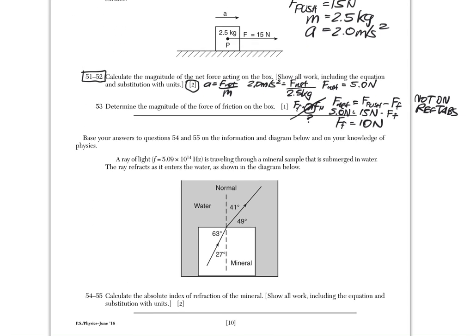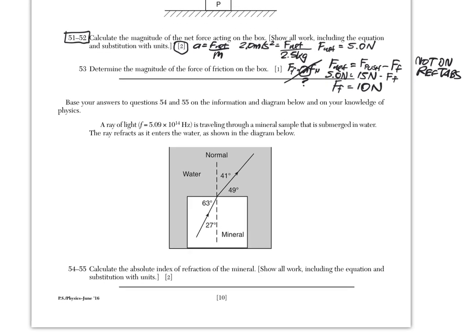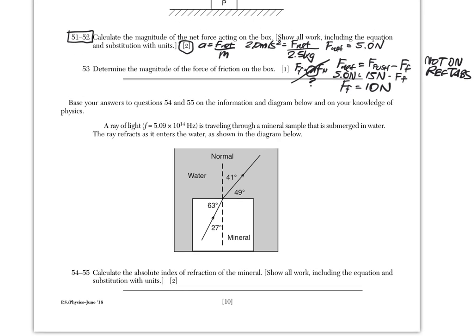Okay, 54, 55, we have ourselves a refraction situation. So I have a ray of light. Here's the reference frequency here, 5.09 times 10 to the 14 hertz, going through a mineral sample submerged in water. We don't know what the mineral is. The ray refracts as it enters the water as shown in the diagram below.